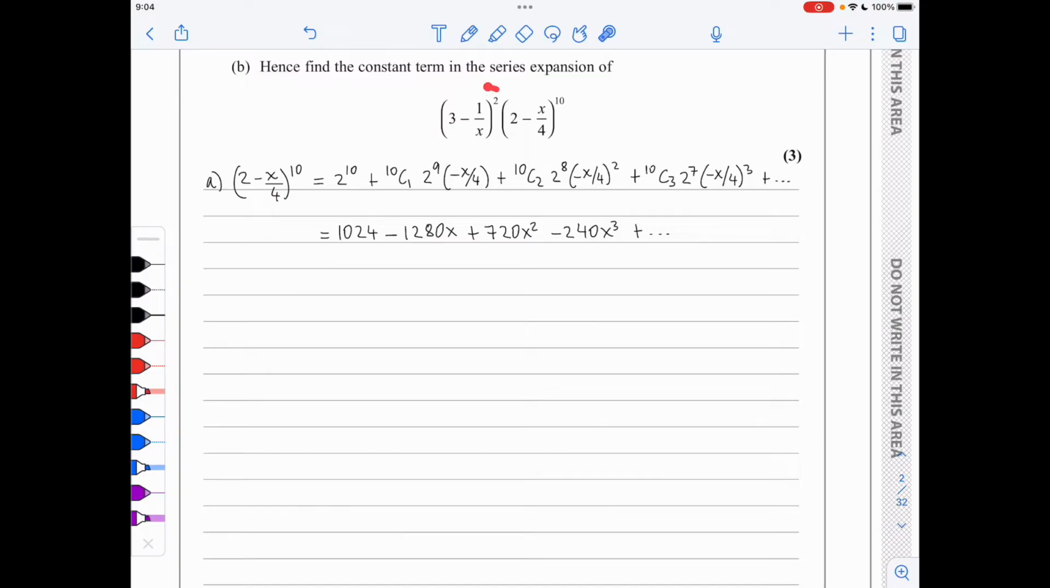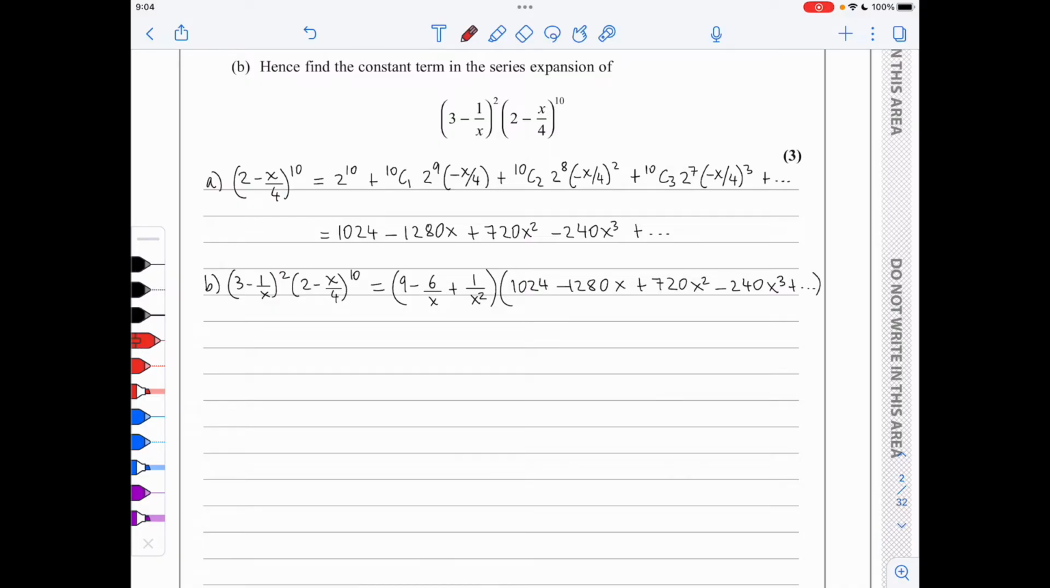Part B, it says hence find the constant term in the series expansion of this expression here. So we've got (3 minus 1 over x) squared times (2 minus x over 4) to the power of 10. So this is 9 minus 6 over x plus 1 over x squared times the expansion. We just found the first few terms, 1024 minus 1280x plus 720x squared minus 240x cubed plus dot dot dot.